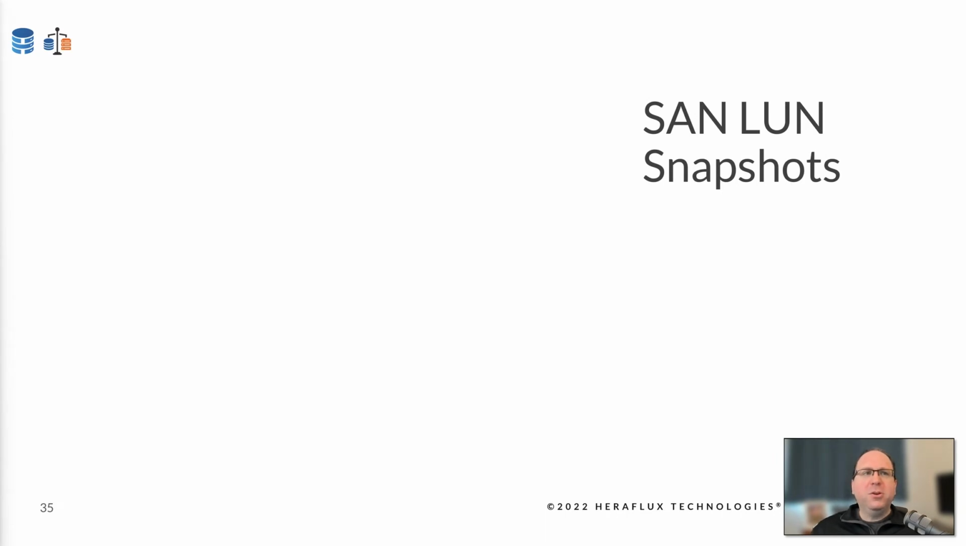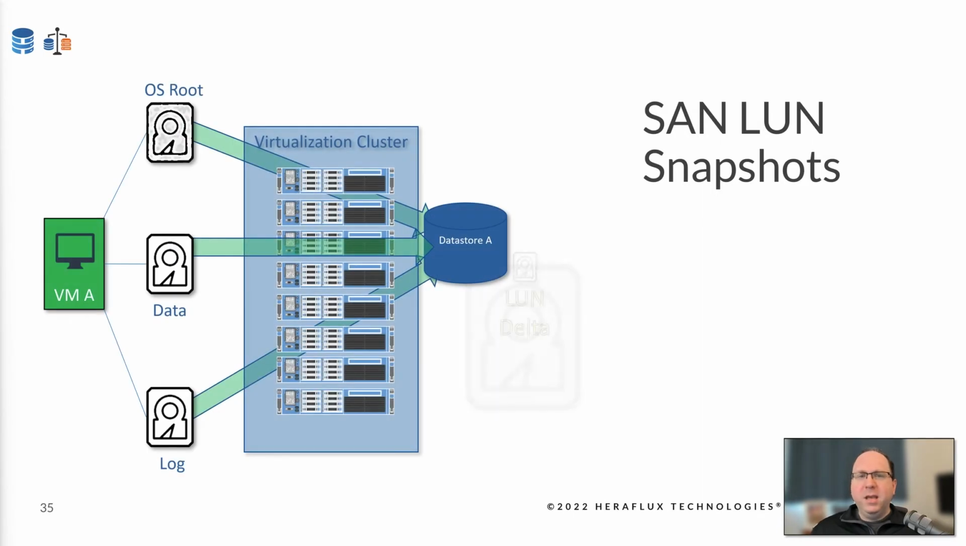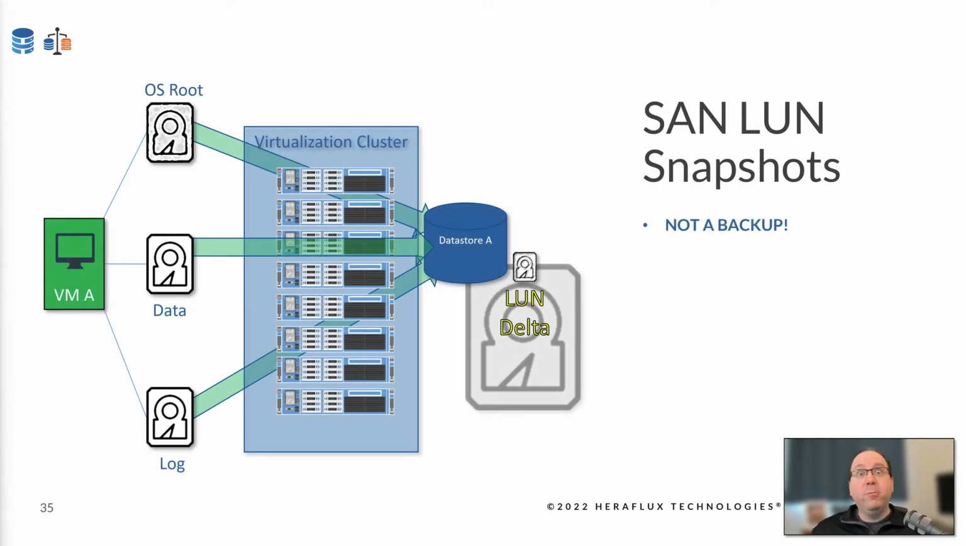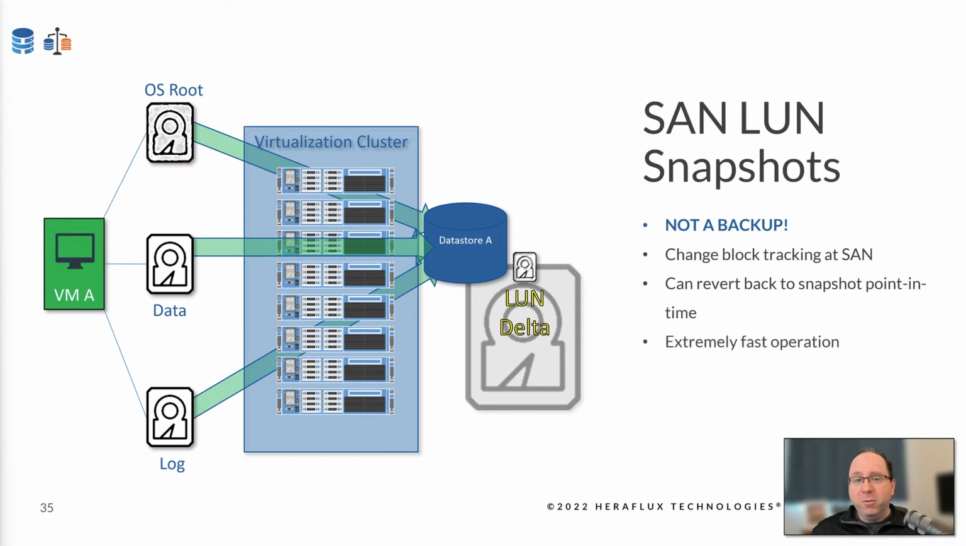Now, some organizations take SAN level snapshots, and that's fine, but you have to be careful with this stuff. It is not a backup. I've had some organizations actually treat it like a backup, but if that SAN fails, you're hosed. What these things can do is change block tracking at the SAN, and you can roll backwards to a point in time. Now, this is really handy for global catastrophic things like ransomware attacks, but it may actually backfire. If you need to use this, it's wonderful. But again, if that SAN crashes, all these, quote, backups are lost.